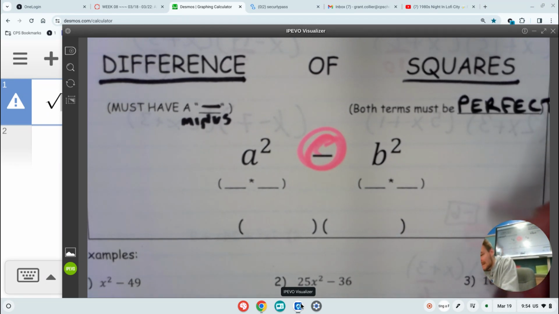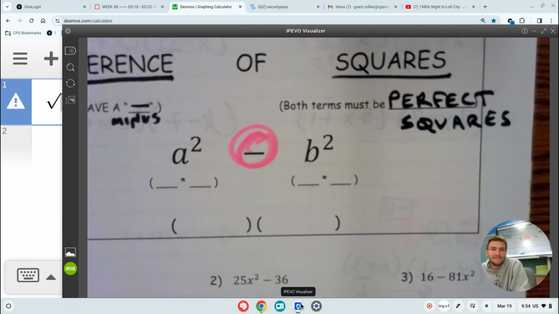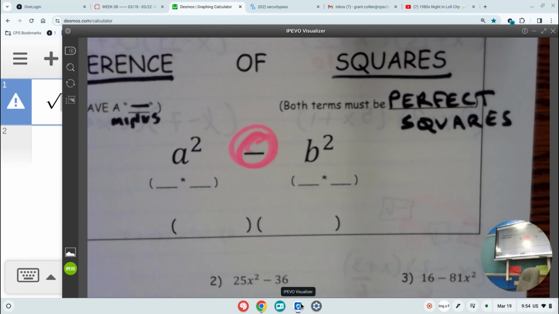perfect squares. Oh, off the screen. So if we have a subtraction of perfect squares, we'll go back, put it in the middle of the notes. If we have a subtraction of perfect squares, now this is going to be a little bit rare in reality, but on your quiz tomorrow, you're going to have 5 questions like it.